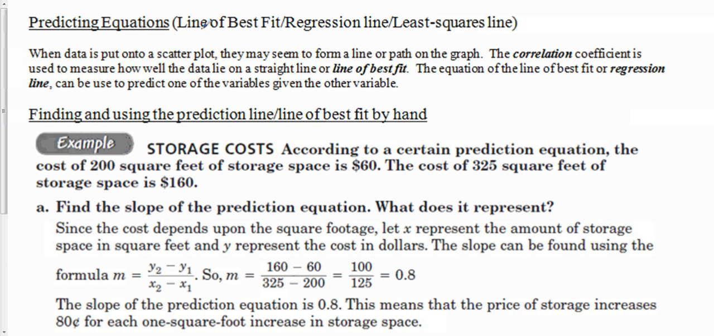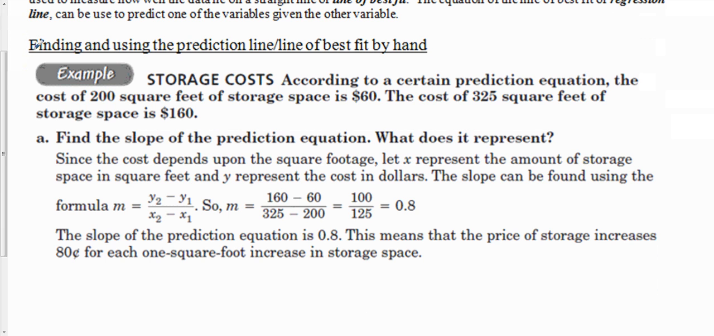Predicting equations, or making the line of best fit, it's also called a regression line. When data is put into a scatter plot, they may seem to form a line or a path on the graph. The correlation coefficient is used to measure how well the data lie on the straight line, or the line of best fit. The equation of the line of best fit, or the regression line, can be used to predict one of the variables given the other variable.